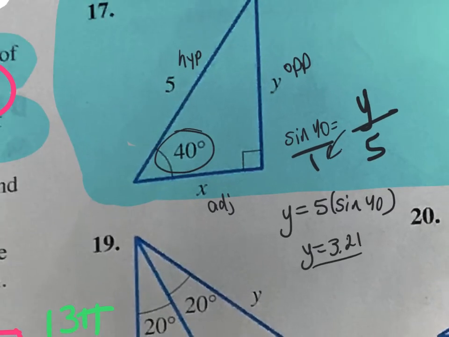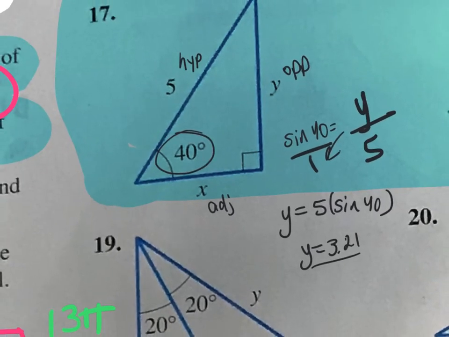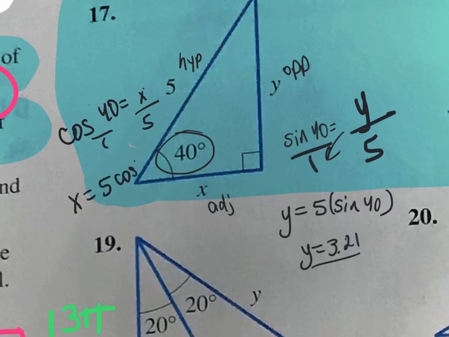Now if I wanted to find x, what's the trig function that uses adjacent and hypotenuse? What is it? So you would say cosine 40 equals adjacent over hypotenuse. So in this case, you'd have x equals 5 times the cosine of 40. You should not get the same answer, guys. It's a different trig function. So 5 cosine 40 equals what? Yep, 3.83, something like that. Good. You have to know your trig functions, sine, cosine, tangent.